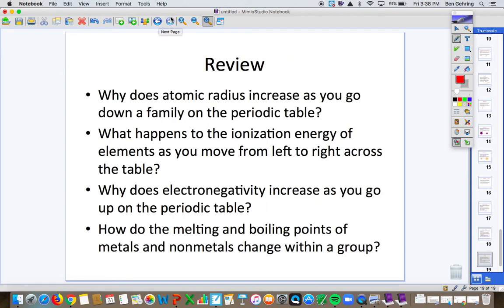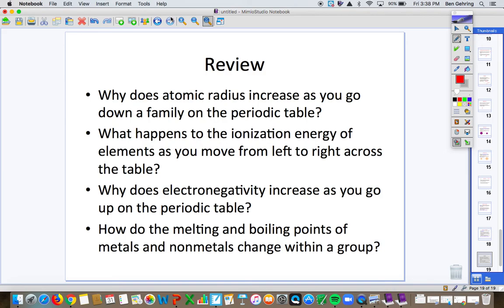All right, here are some questions for you to think over, think through, and answer. So 1, why does the atomic radius increase as you go down a family on the periodic table? So what is happening to the atom that makes the atomic radius go up? 2, what happens to the ionization energy of elements as you move from left to right across the table? And then be able to explain why.